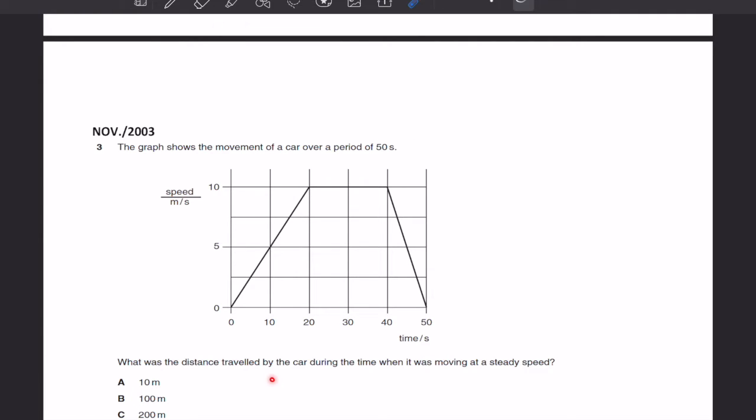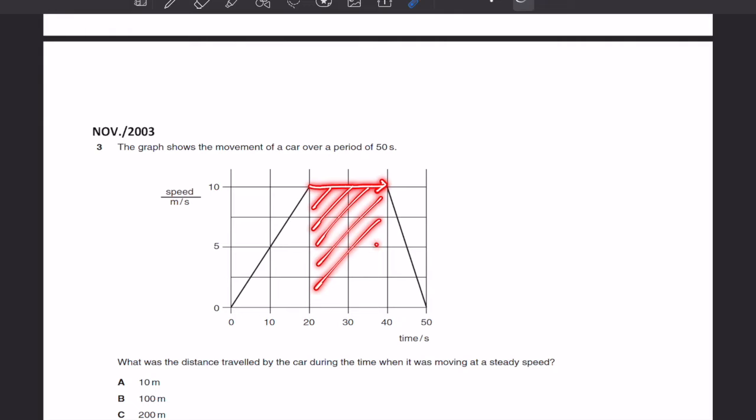What is the distance traveled by the car during the time when it was moving at a steady speed? Now, this is a good example of a question to make me realize how important it is to read a question. I am not being asked to calculate the total distance traveled. I'm only asked to calculate the distance traveled when the speed was steady. That is from 20 seconds to 40 seconds.